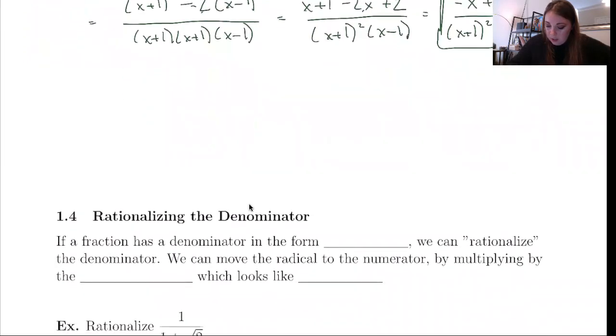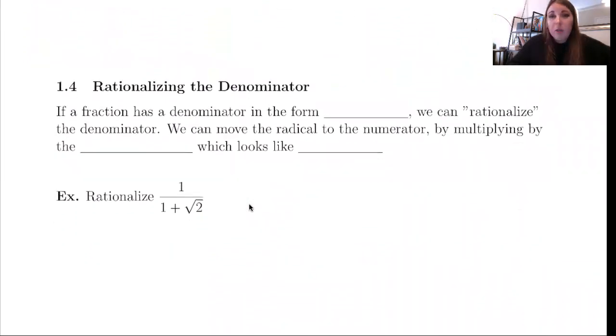with multiplying things, like multiplying rational expressions, comes another tool that comes from that. We learned factoring so that we could do simplifying rational expressions, which helps us do what is called rationalizing the denominator. So if a fraction has a denominator of the form, let's say, a plus b square root c, we can rationalize it, i.e. move the radical to the numerator. It's improper to have a radical in the denominator.